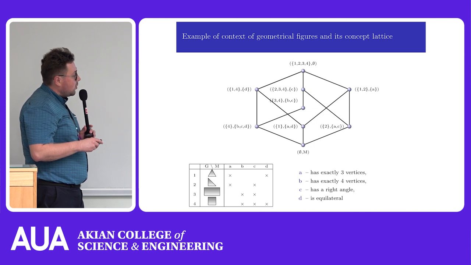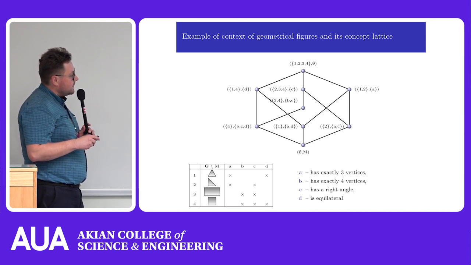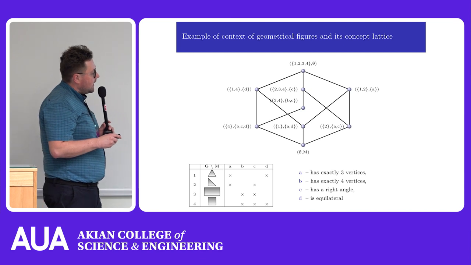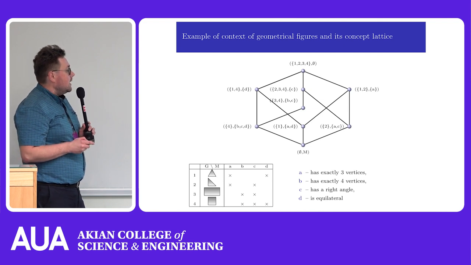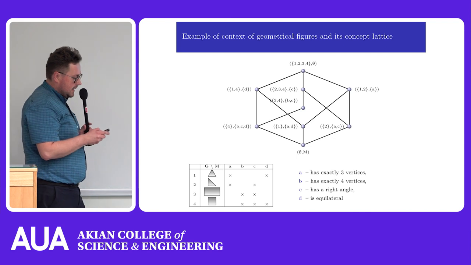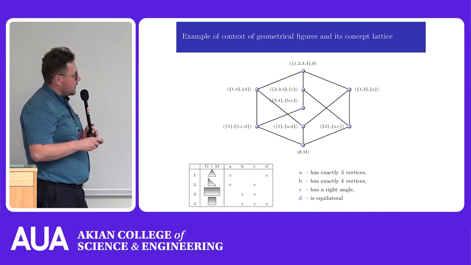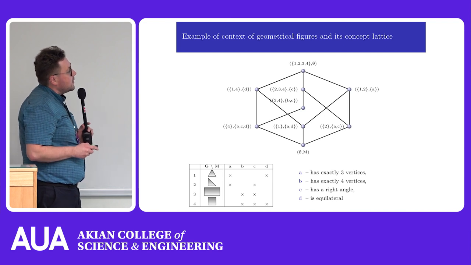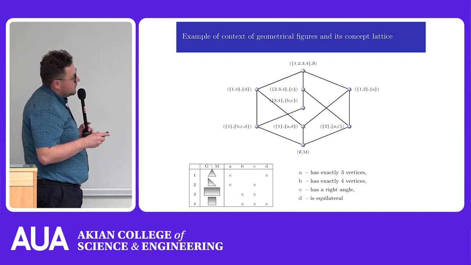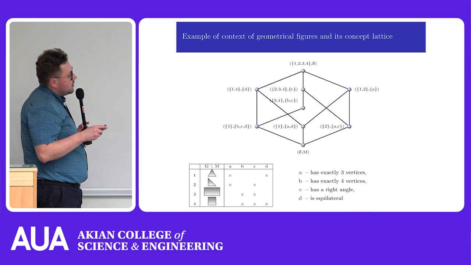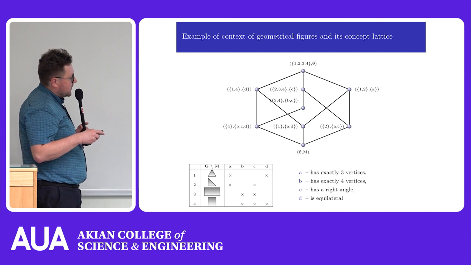Let's have a look at this small world of geometric figures: equilateral triangle, rectangular triangle, rectangle, and square. And let us consider just four properties: has exactly three vertices, four vertices, has a right angle, and to be equilateral. We can extract all the formal concepts, which are just the maximal rectangles in our data, and hierarchically order them by set inclusion of the first component. For example, the concept 234C is just the concept of rectangular figures. It's more general than the concept 34BC, which is just the concept of rectangles.